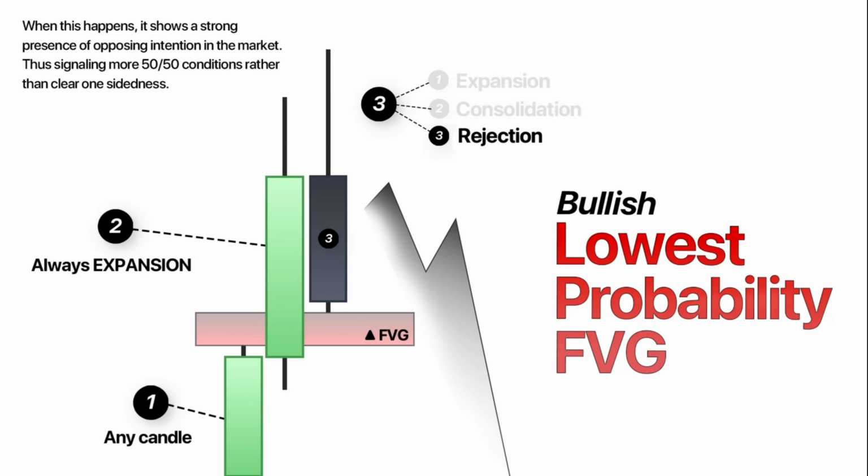These are called rejection gaps, and they form when the third candle closes as a major rejection in the opposing direction of the middle candle. This is typically seen with a large wick or expansion candle in the opposite direction. Oftentimes, you will see a very small fair value gap created here. When this happens, it shows a strong presence of opposing intention in the market, thus signaling more 50-50 conditions rather than clear one-sidedness, thus making this a lot lower in probabilities.